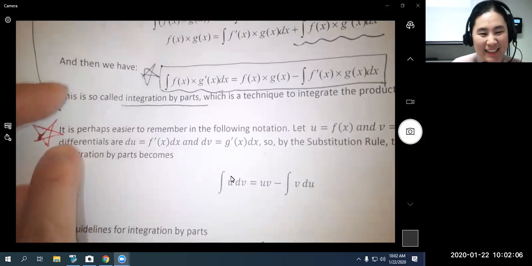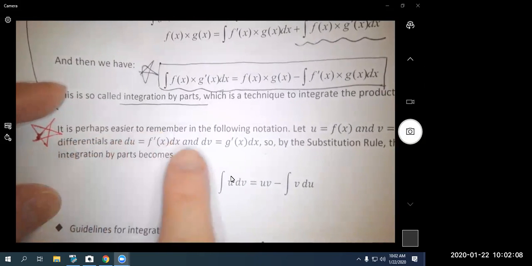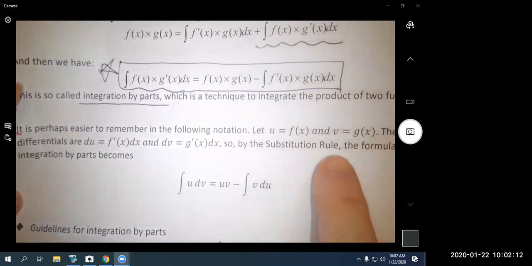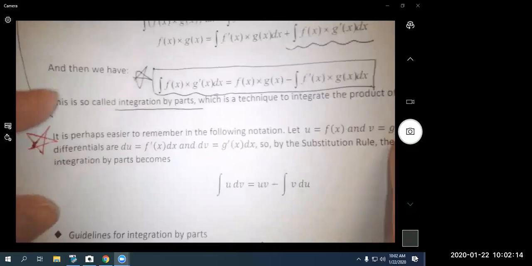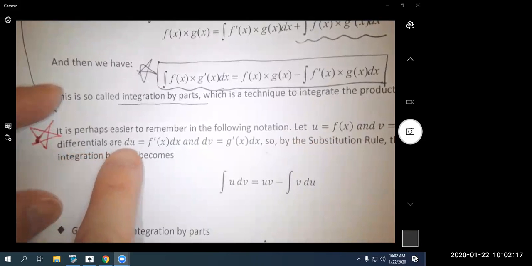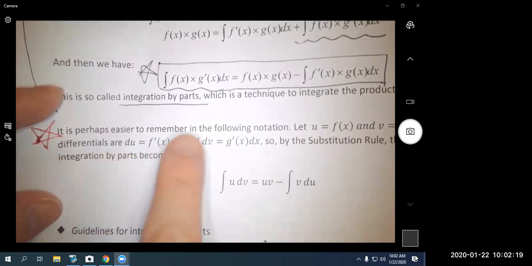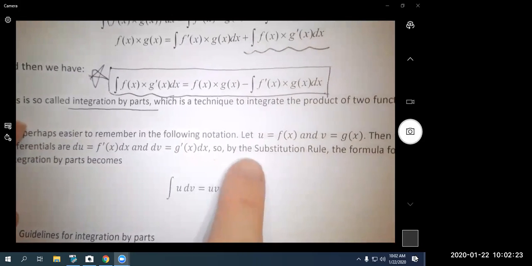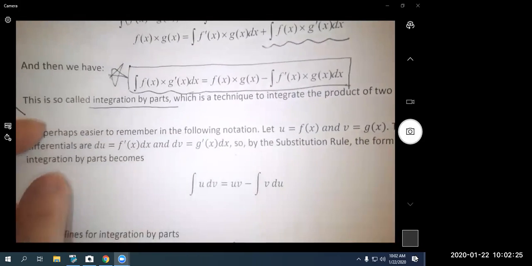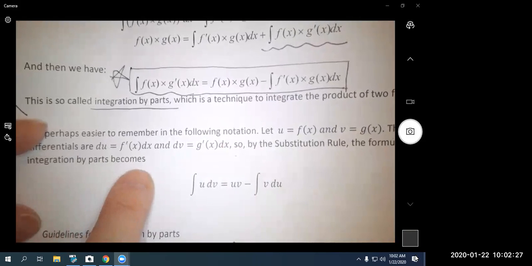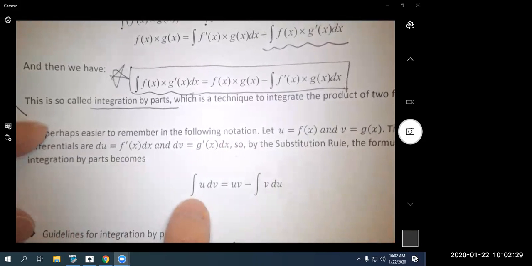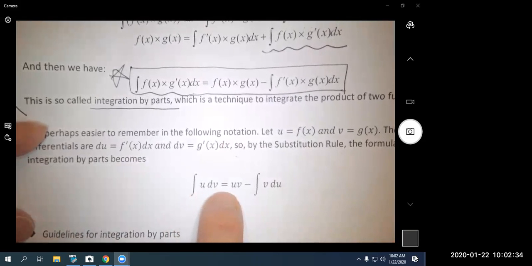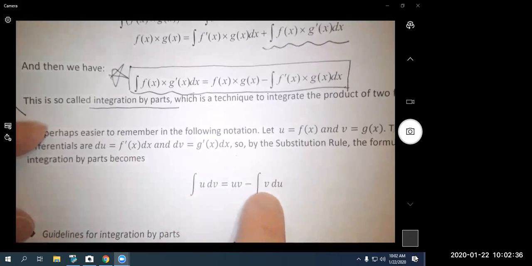It is perhaps easier to remember in the following notation that u equals f of x and v equals g of x. Then the differentials are du equals f prime of x dx and dv equals g prime of x dx. So by the substitution rule, the formula for integration by parts becomes the integral of u dv equals uv minus the integral of v du.